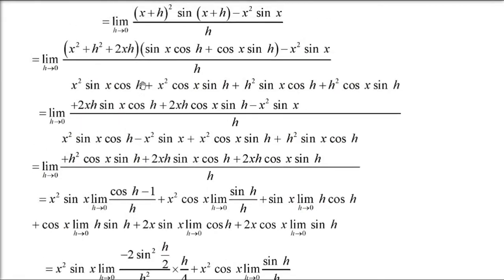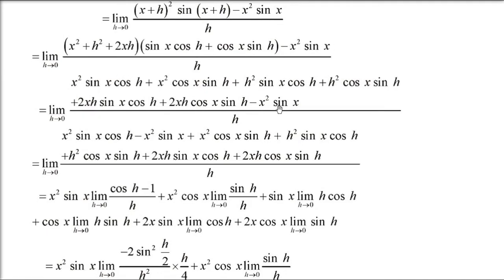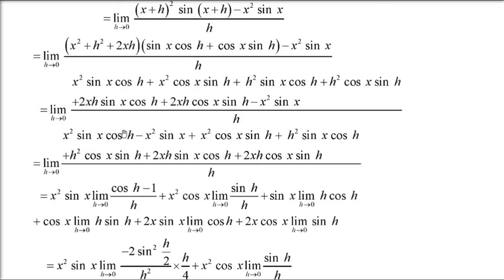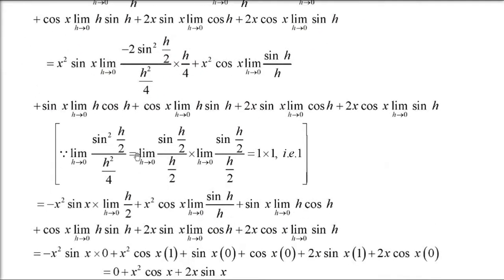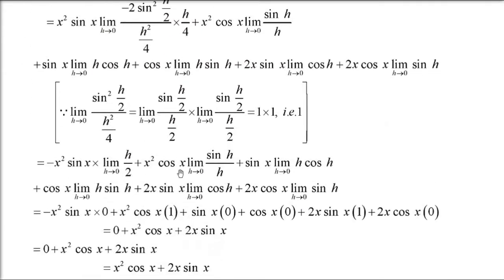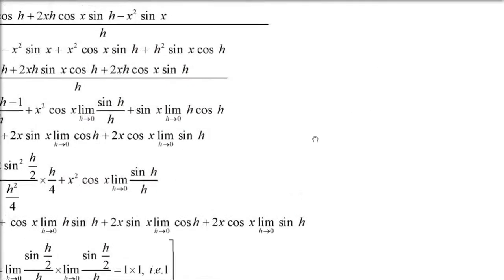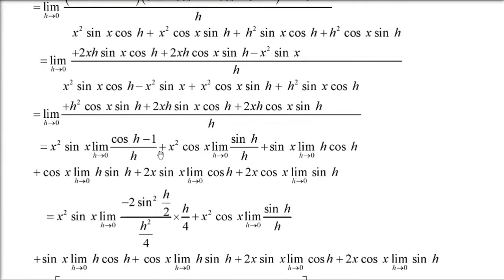Now x square sin x cos h, this one, and you have x square sin x already. X square sin x cos h and x square sin x. Now you take common from here to here, these two, first and last term. Take x square sin x common. Okay. Now you get cos h minus 1 by h. Now we have dealt already with all the questions. This from here, I'm not going to explain it because it is going to be 0. So I hope you don't mind if I just skip it, because it's going to be 0.